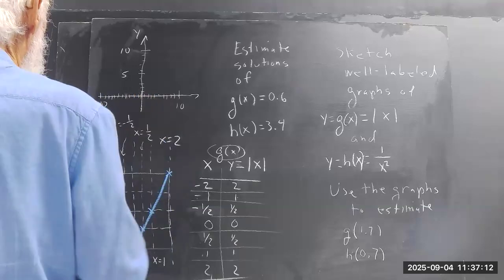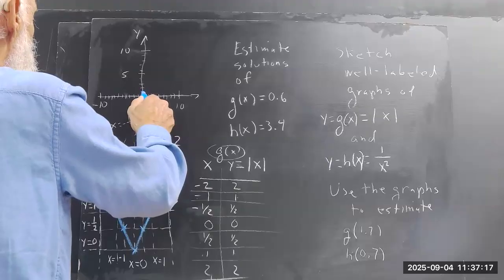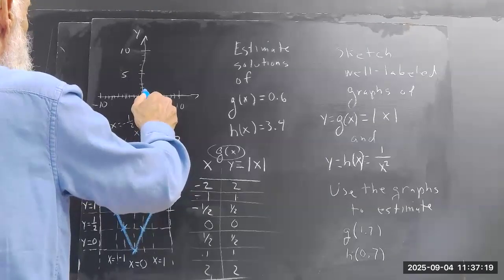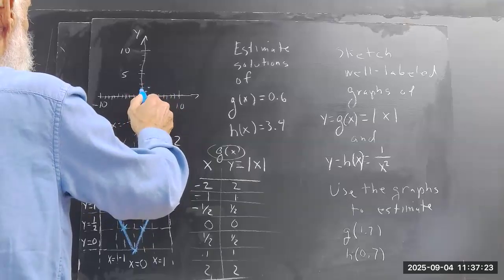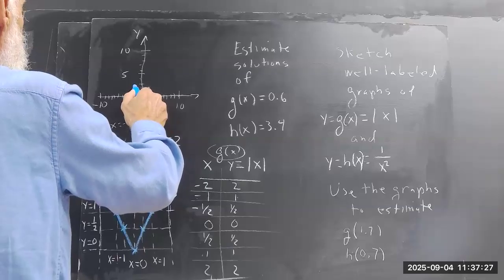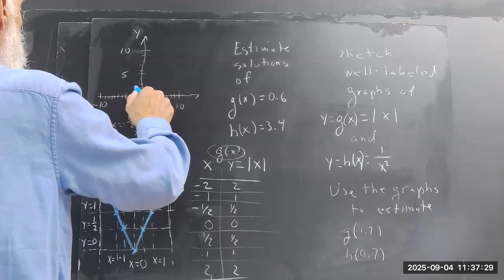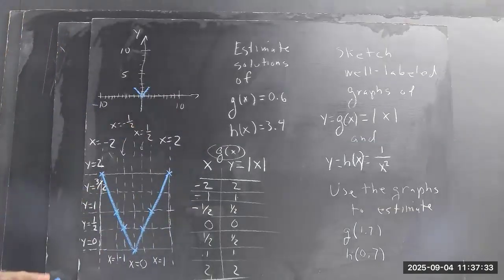Your points would have ended up here, here, here, and here, and then here, here, and here. And you would have had a graph that looks like this. And that's kind of what I usually saw.